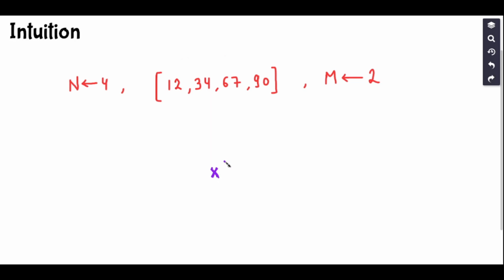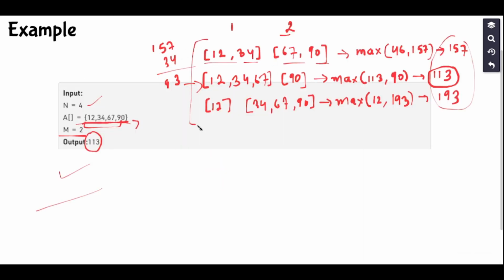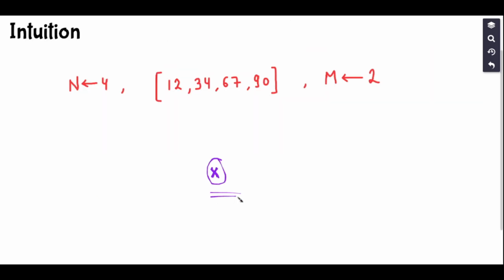Out of all the possible permutations, this x is the possible minimum number of pages which can be allocated. Like we had 3 permutations here, and out of these permutations we can see that the maximum pages allocated in this case, which is 113, is minimum out of all. Now this is what we are calling x. That's what this x represents here.